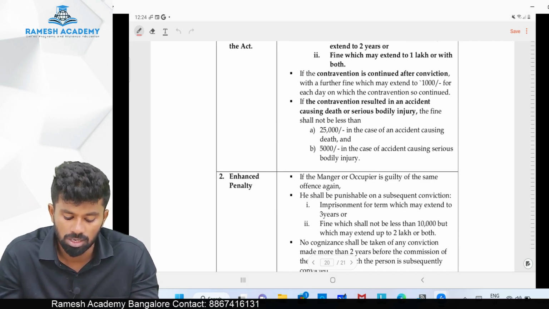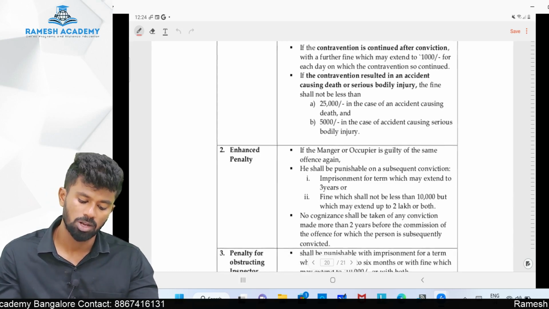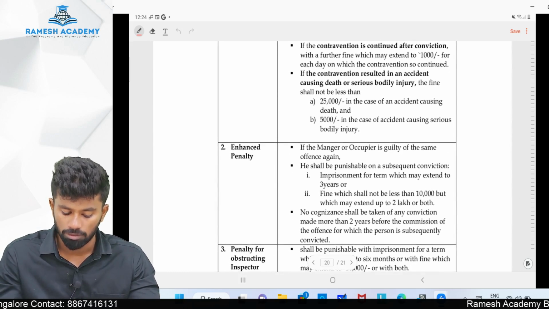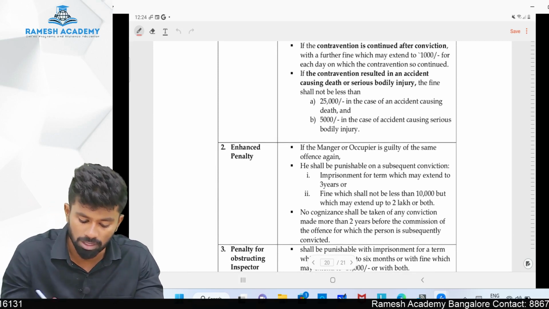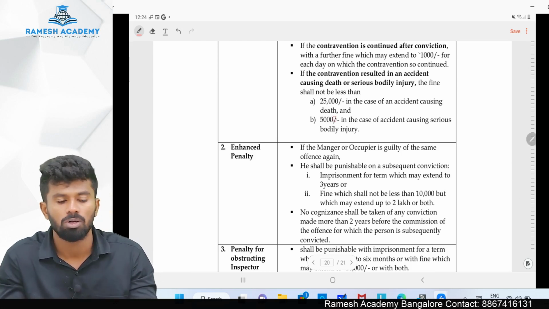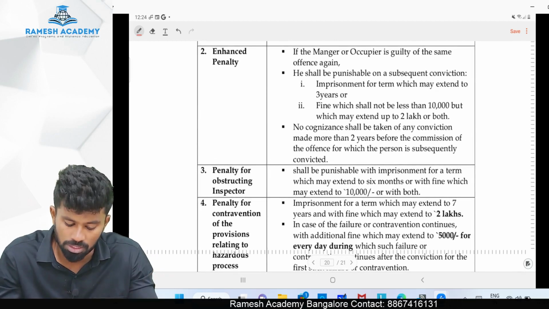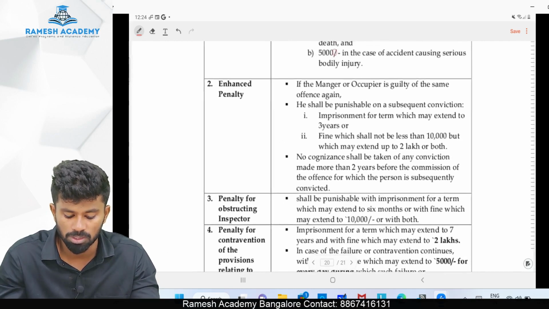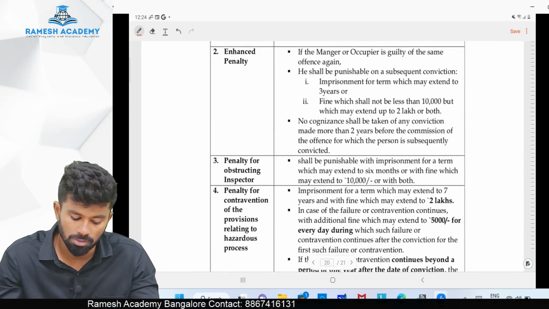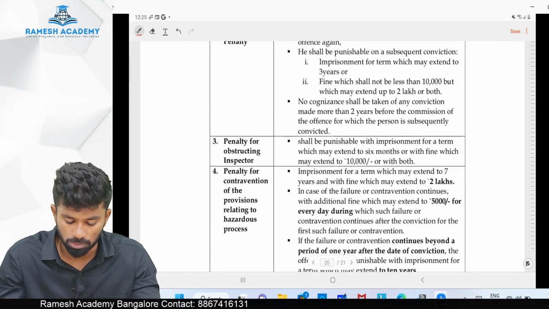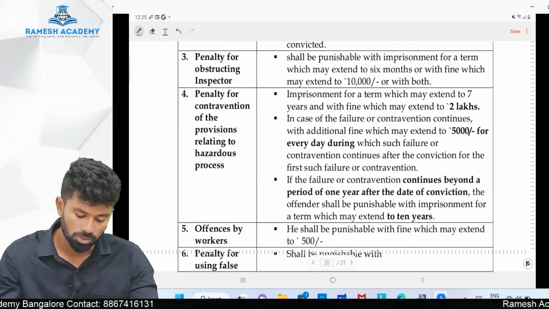If the contravention results in an accident causing a death or serious bodily injury, the fine shall not be less than how much? 25,000 rupees, and 5,000 rupees in case of accident causing serious bodily injury. Okay, it is not 5,000, it is 50,000. One zero is missing, you can just add it. Enhanced penalty. If the same offence is repeated, then the penalty will be how much? 3 years of imprisonment, and also a fine which will not be less than 10,000 but which may extend up to 2 lakh rupees. Penalty for obstructing an inspector when you go for inspection, 10,000 rupees penalty.